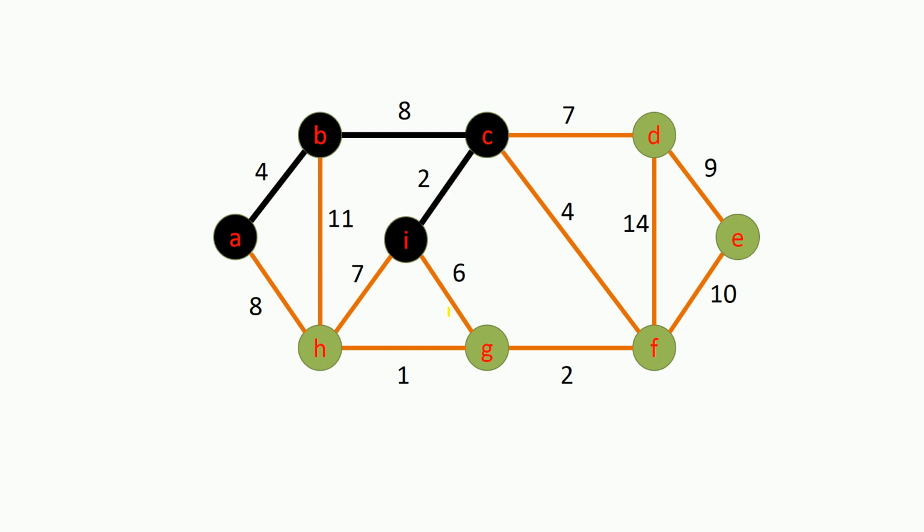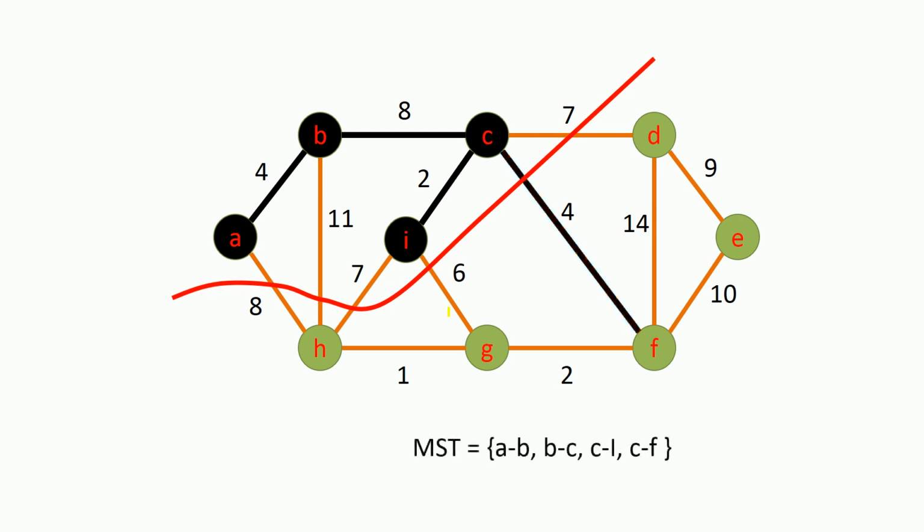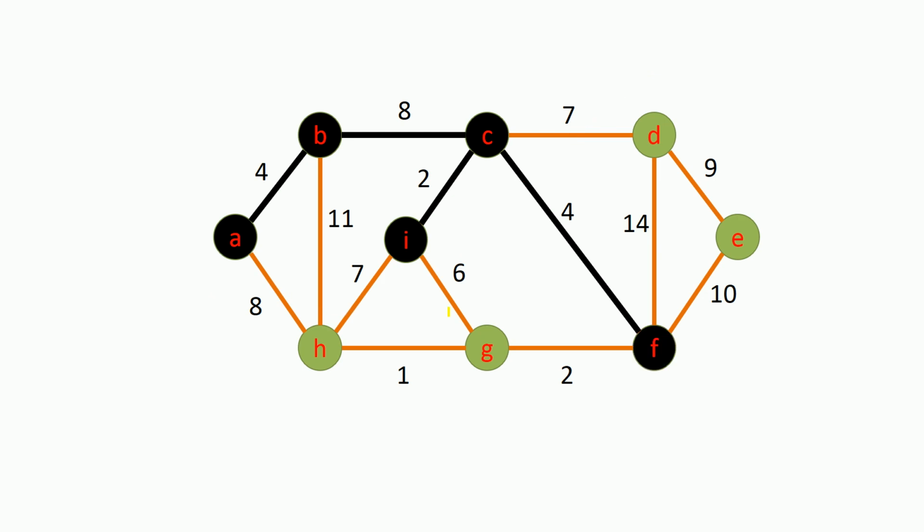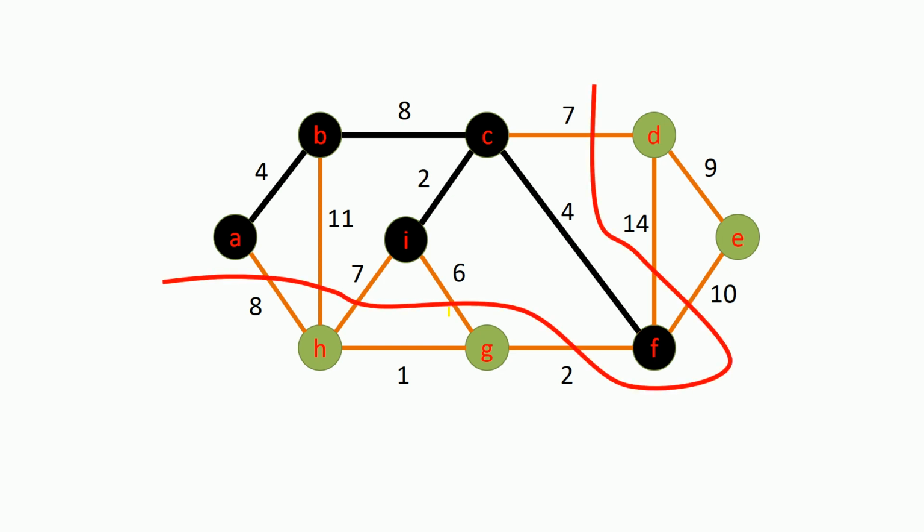For the fourth iteration, we have to pick a cut which crosses the edges leaving A, B, C and I vertices. So our cut will look like this. And the light edge for this cut is the edge between C and F vertices, so we are going to add that edge to the MST list as well. For the fifth iteration, we have to pick a cut which crosses the edges leaving A, B, C, I and F vertices. So our cut will look like this. The light edge for this cut is the edge between G and F vertices, so we are going to add that edge to our MST list as well.